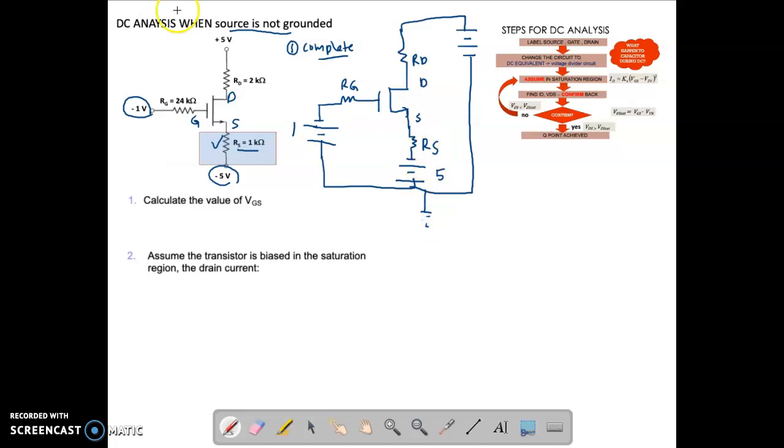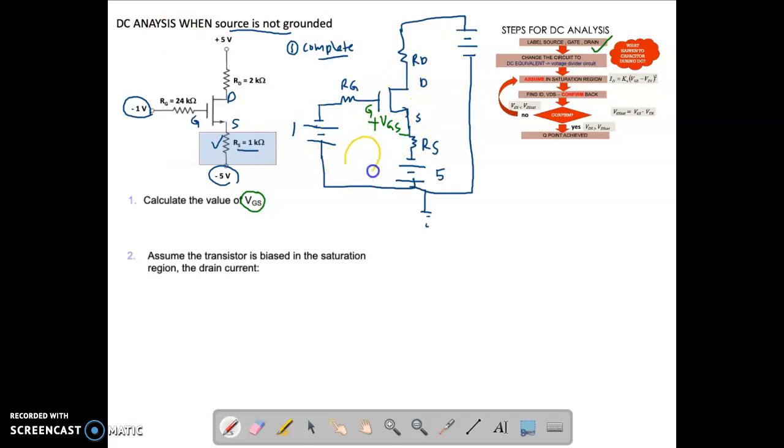Okay, so what you need to do first, after you label where is your gate, so here's your gate, so this is done. Second, change the circuit to the complete loop, and then what you need to do first is you're going to find the value of your VGS. So where is the VGS? So you're going to label here as plus and minus.